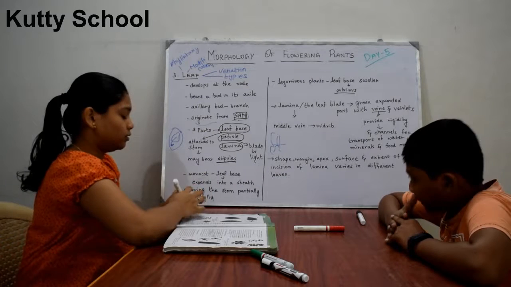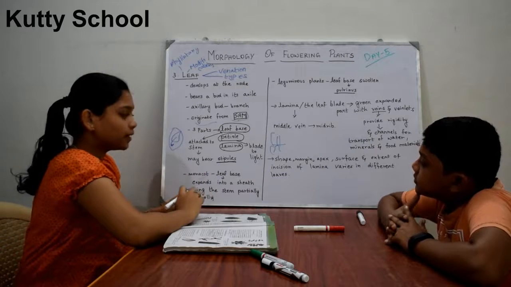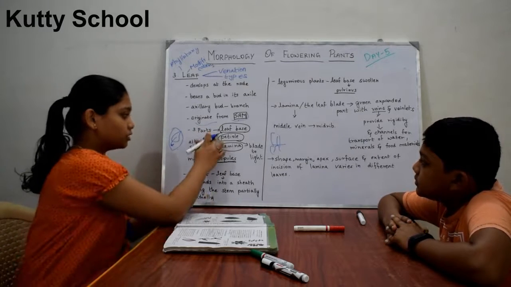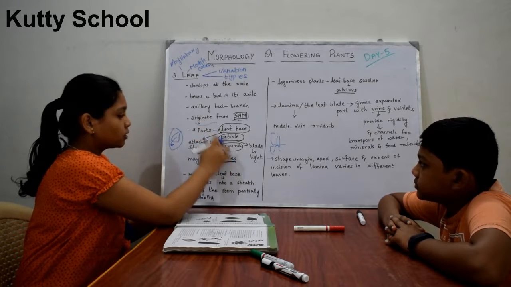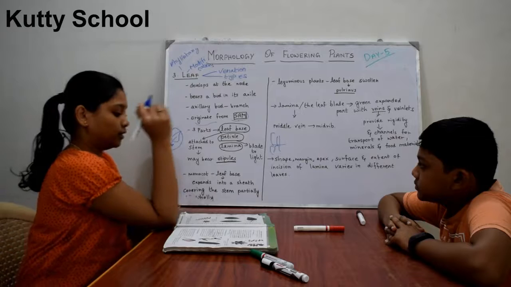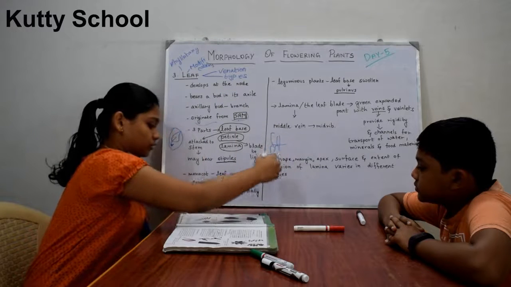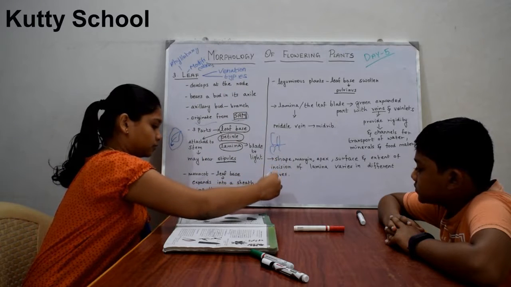And in a leaf there are three parts. The first one is the leaf base, then the petiole, and the lamina. So the leaf base is nothing but, if generally a leaf is like this.